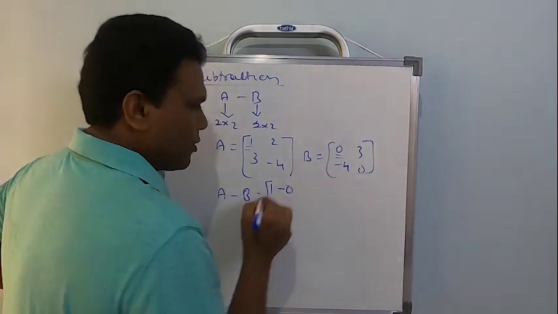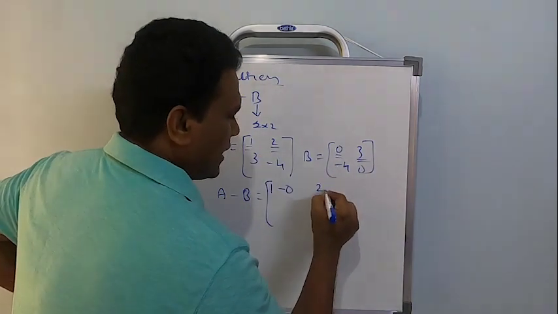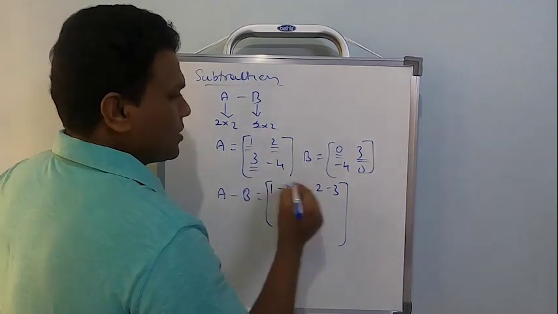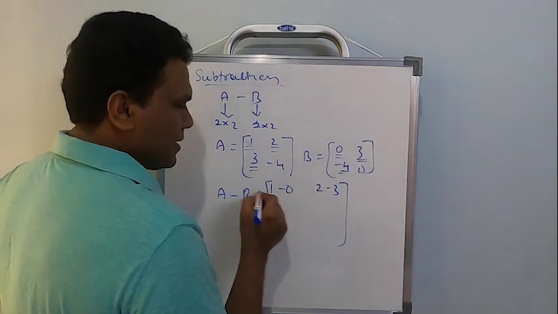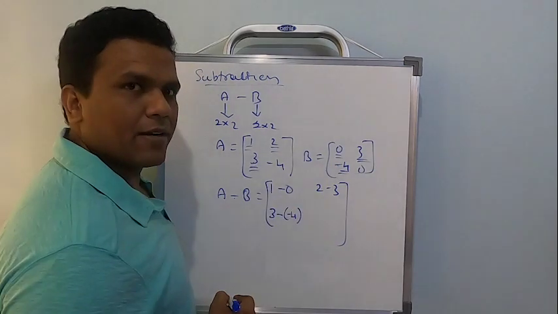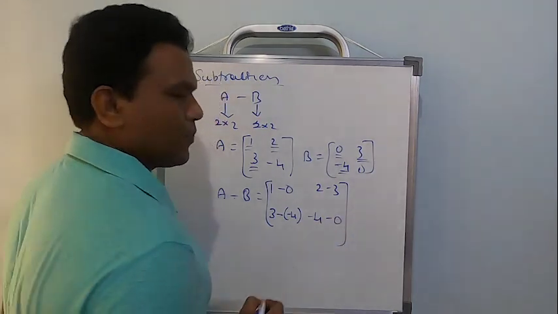So 1 minus 0, first row, first column elements of both. Next 2 minus 3, so leave some space while writing the first and the second element. Now the next thing you notice, these two: 3 minus, remember the minus sign is because of this, and already you have a minus sign, so write the brackets now. Right, the next one, minus 4, and here it is minus 0.